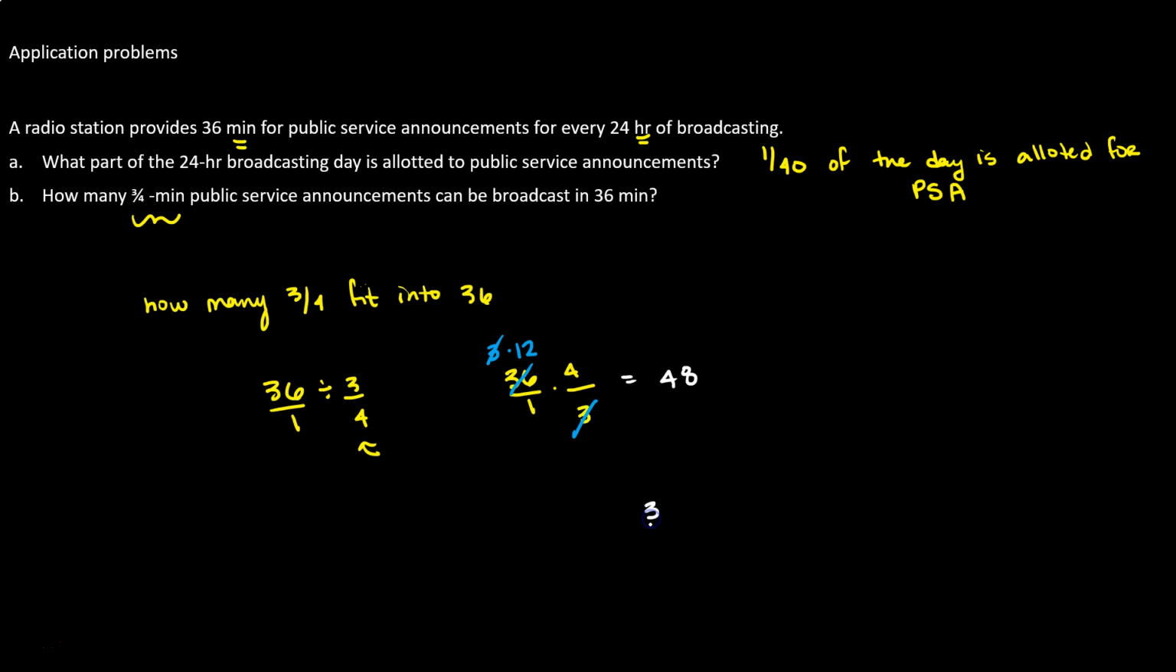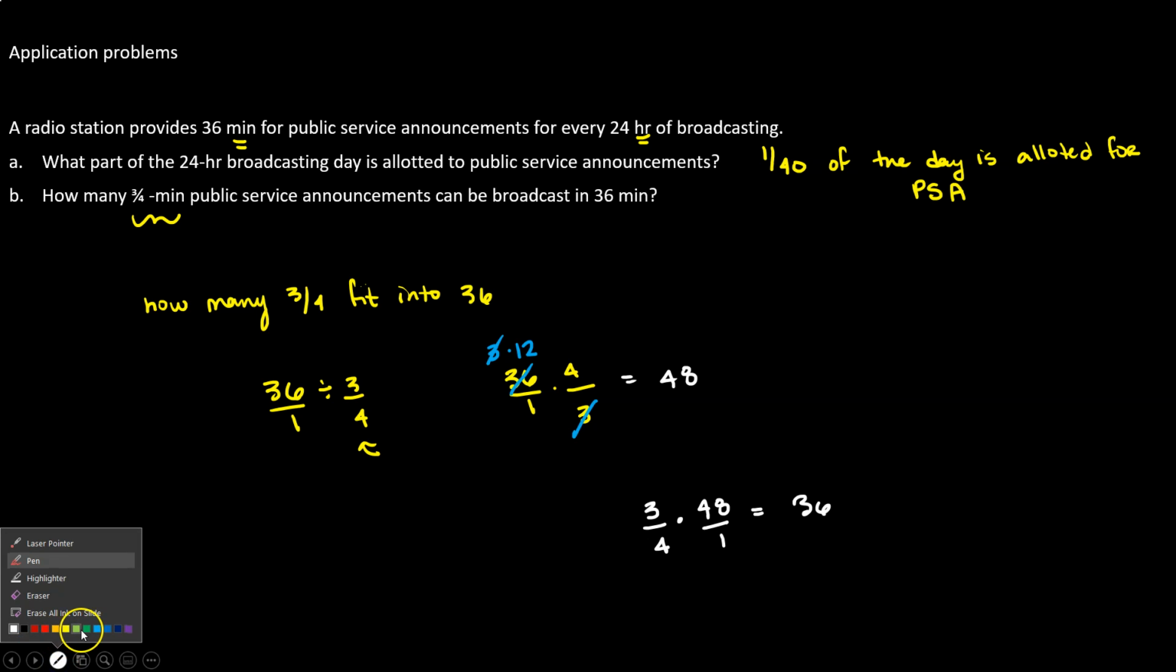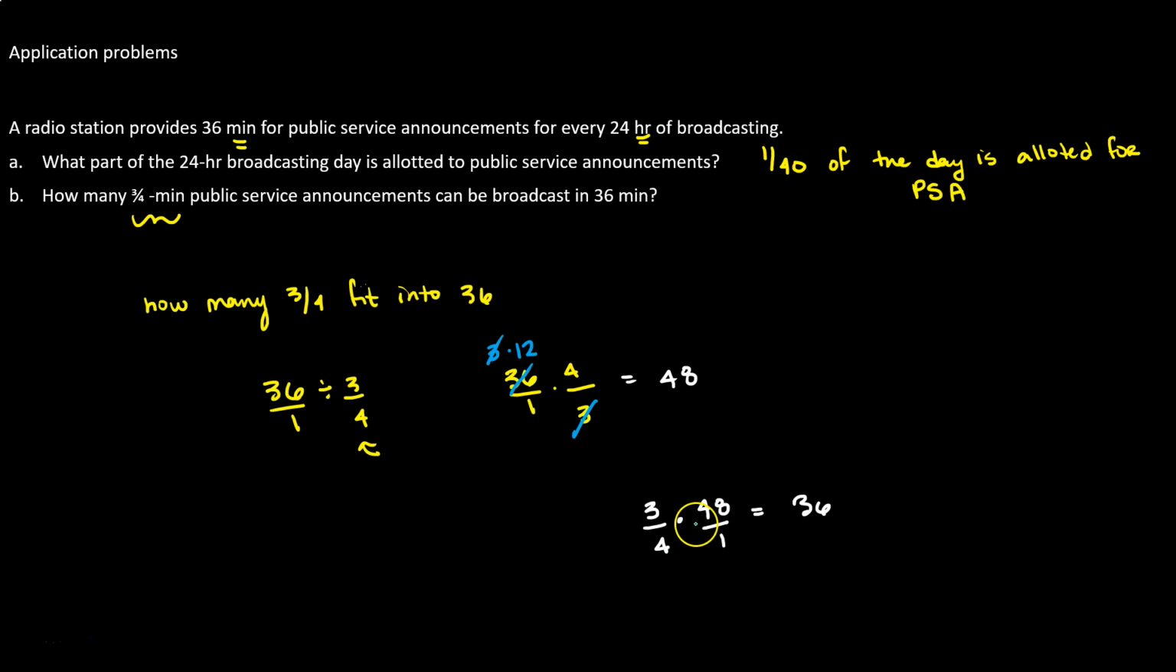We know that 3/4 should be able to multiply by 48 to get back 36. So if we multiply, maybe we want to simplify first. The 4 in the denominator from the first fraction can divide off with 48 because 48 is 12 times 4. So we're left with 3 times 12, which is in fact 36. So we definitely found the right answer there.